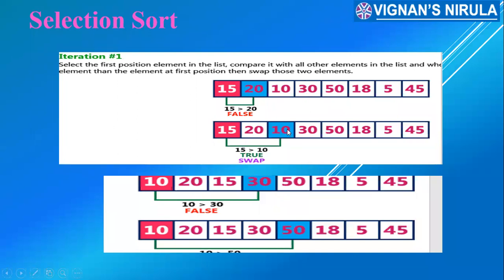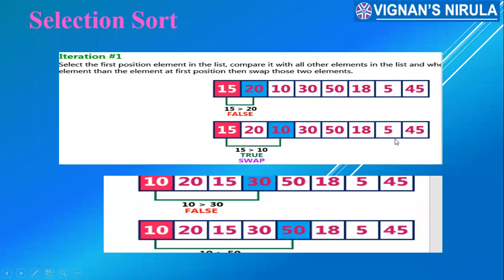Is 30 less than 10? No, ma'am. Is 50 less than 10? No, ma'am. Is 80 less than 10? No, ma'am. Next, 5. Is 5 less than 10? Yes, ma'am. So the smallest becomes 5.